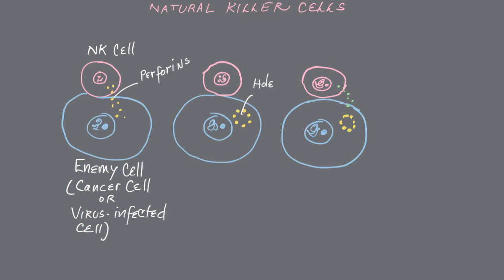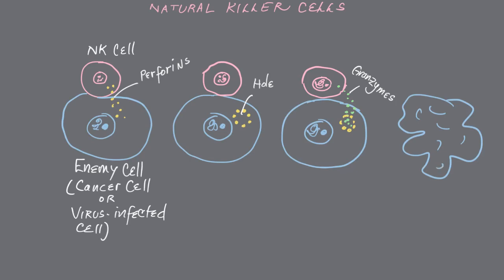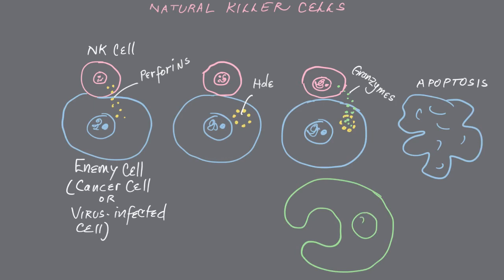The hole is then used by the NK cell to introduce enzymes. These enzymes are small and granular, and so they are called granzymes. These granzymes make the enemy cell undergo apoptosis, meaning it causes the enemy cell to commit suicide. Once the enemy cell is destroyed, it is then cleaned up by a macrophage which carries out phagocytosis and clears the debris or remains of the destroyed enemy cell.